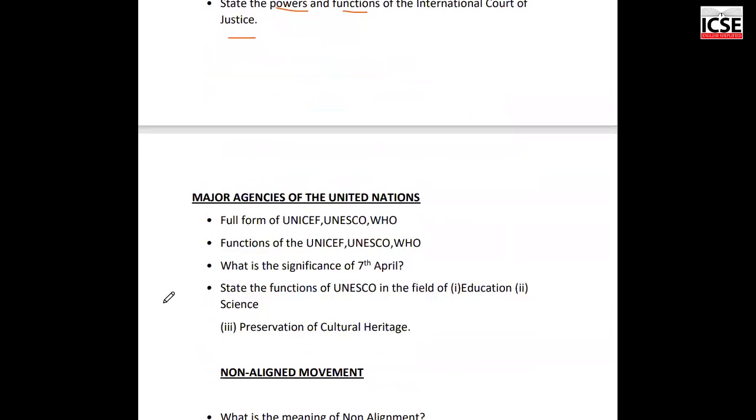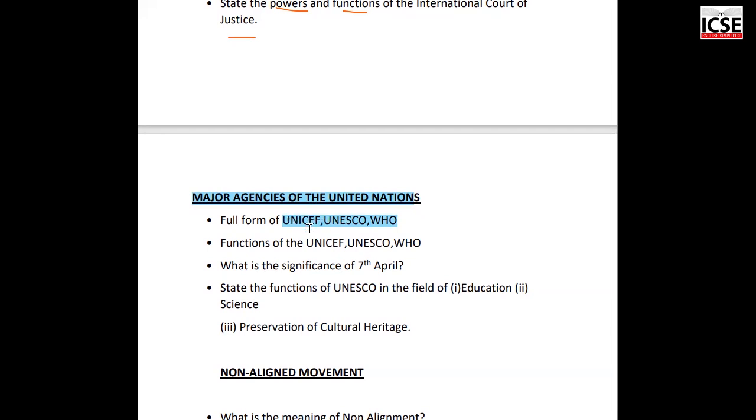It's very important. The next lesson is the major agencies of the United Nations. So in this, first thing you need to know is the full form of UNICEF, UNESCO, and WHO. UNICEF stands for United Nations Children's Fund.